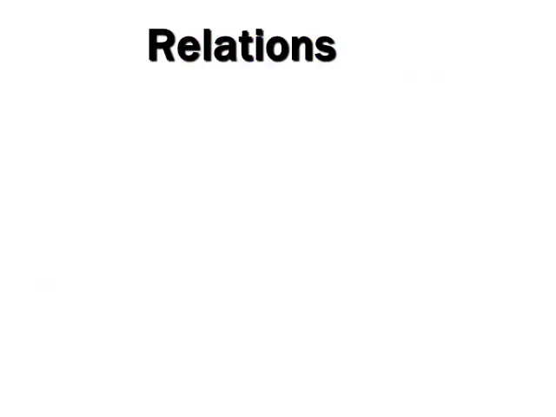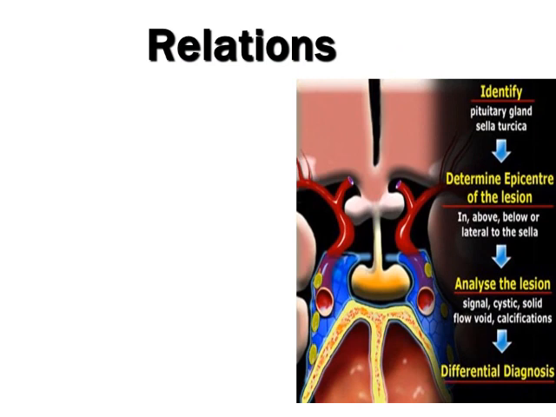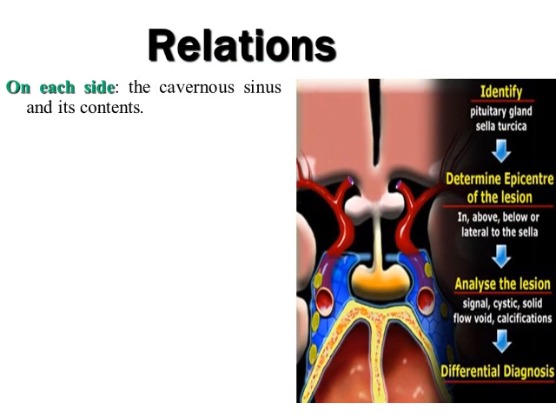Relation of the pituitary gland. Looking at this section, on each side of the pituitary gland we will find the cavernous sinus and its contents. The contents present in the lateral wall of the cavernous sinus are the third, fourth, and parts and some branches of the fifth cranial nerve. On its floor we will find the abducent nerve and the internal carotid artery.